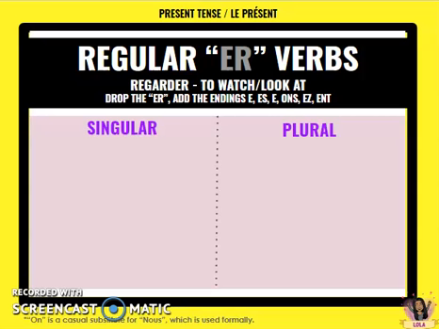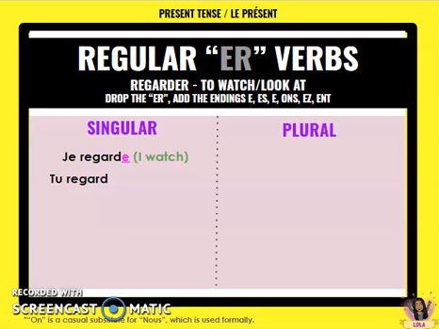And the general rule with ER verbs is that you drop the ER and add the endings E, ES, E, ONS, EZ, ENT, which I'm going to show you now. So here we have je and the verb regarder in the infinitive form. And what I mean by that is that it ends with ER. So what we need to do with this is we need to drop this ER. And when you drop it, it looks like this. Then we are going to add E, so it becomes je regarde, and now it's conjugated. And that means I watch.